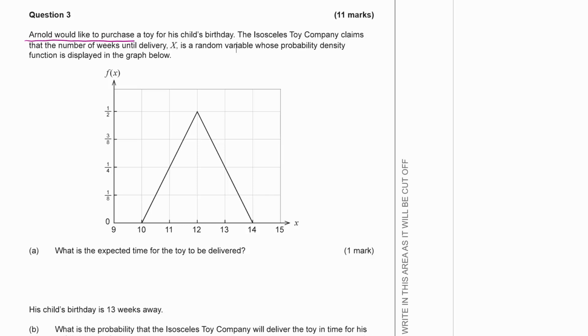Arnold would like to purchase a toy for his child's birthday. The Isosceles Toy Company claims that the number of weeks until delivery, x, is a random variable whose probability density function is displayed in the graph below. What is the expected time for the toy to be delivered?